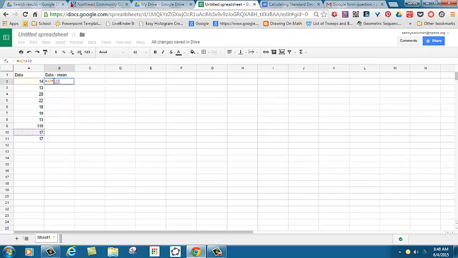Now I need that cell there to stay 17, so I'm going to put a dollar sign in front of the A here, and a dollar sign in front of the 10 here. What happens is this A2 should change as I drag this down, but this A10 should always stay A10. So now you notice that it took 14 minus 17, and that gave -3. So then I'm just going to drag this down to show that those are all of my deviations from the mean.